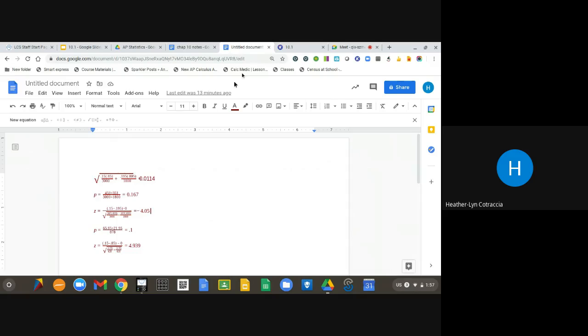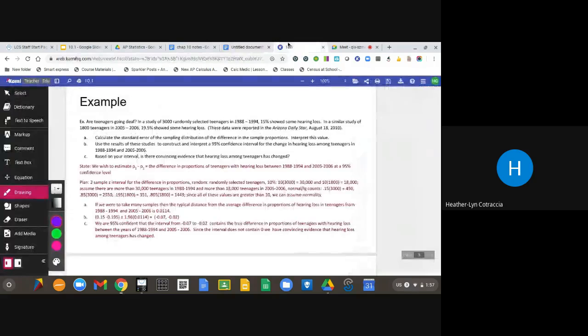So that's standard error right there. I don't know why I didn't include that on the slide. That's down here in this section. And again, to interpret, if you were to take many, many samples, the typical distance from the average difference in proportions from 1988 to 1994 and 2005 to 2006 is that 0.0144.